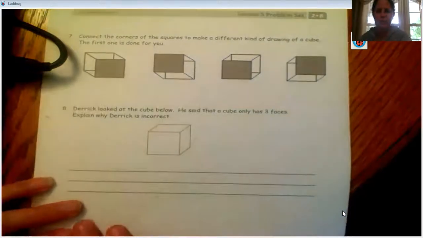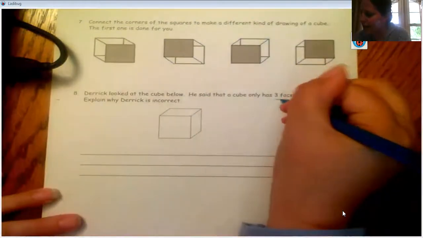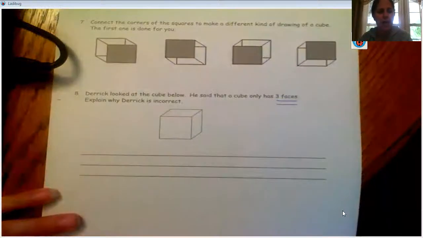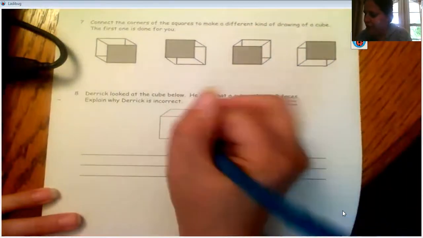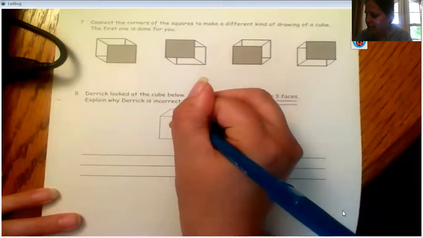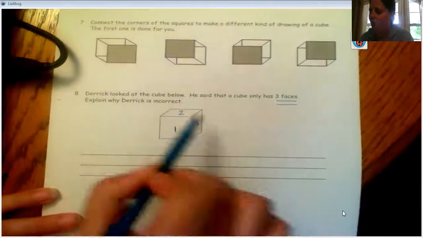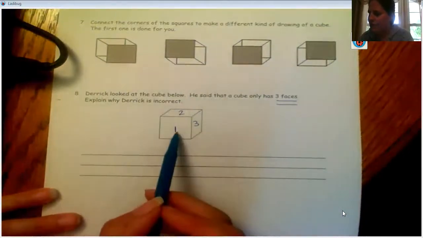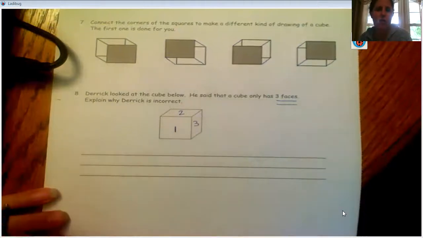All right, let's look at number 8. Derek looked at the cube below. He said that a cube only has 3 faces. Explain why Derek is incorrect. So Derek is seeing the front, the top, and the side. But we know that he's incorrect because he's only seeing half of the cube. He's not seeing the back, the bottom, and the other side.